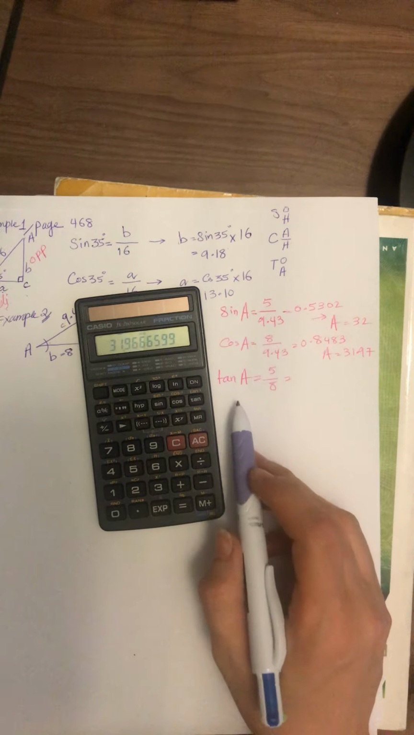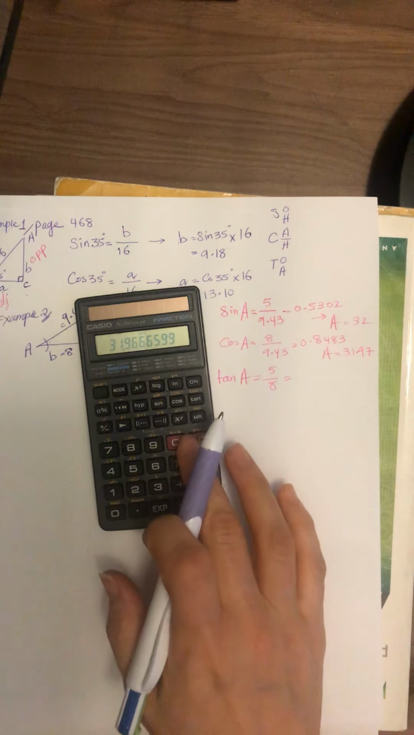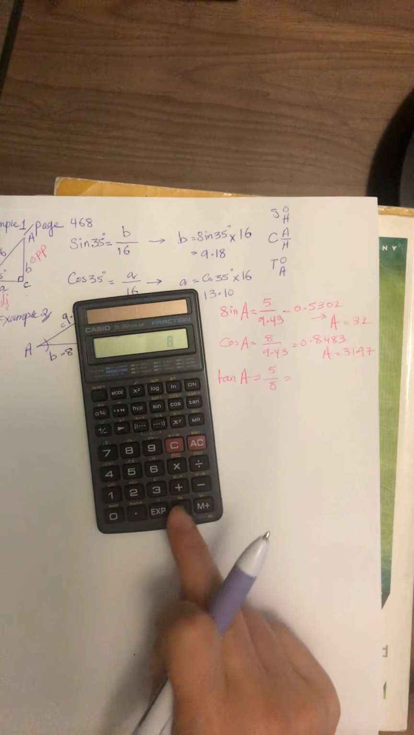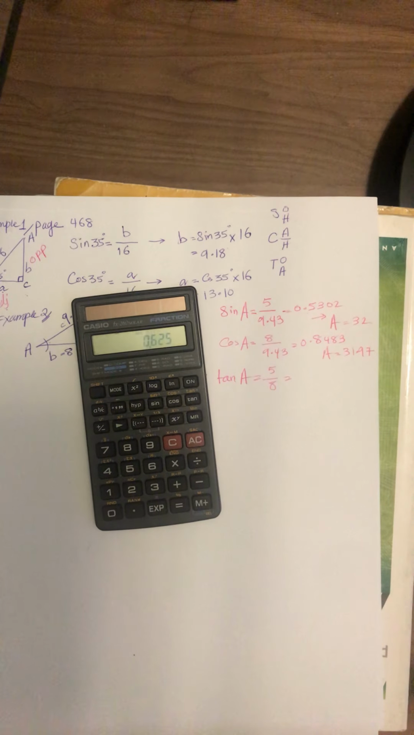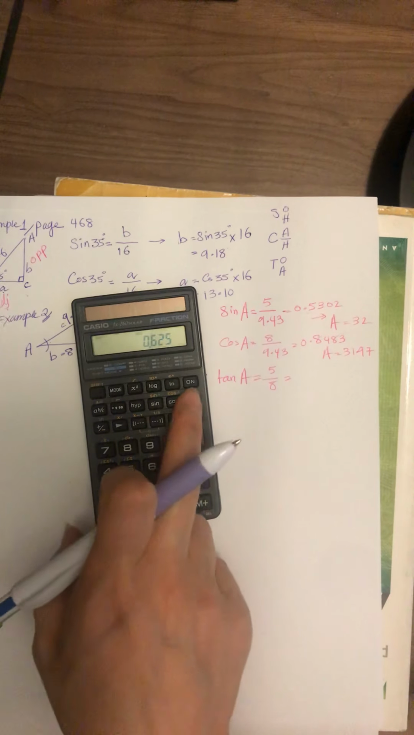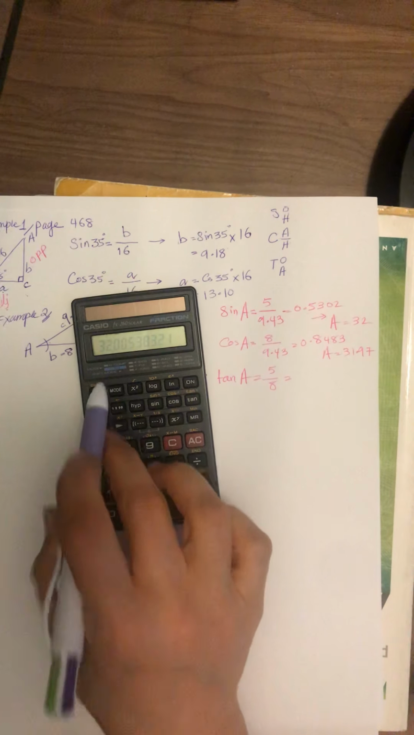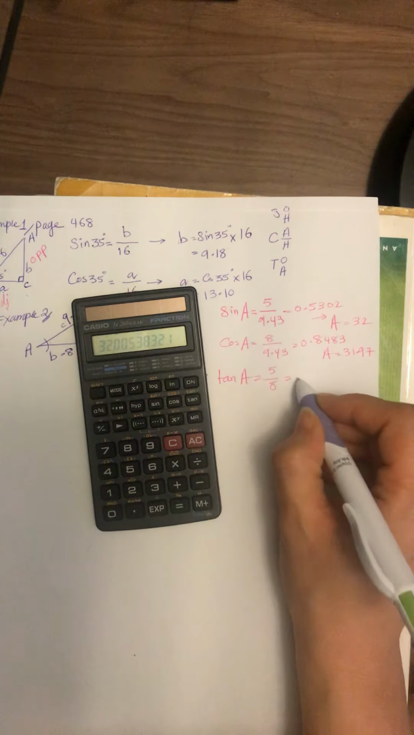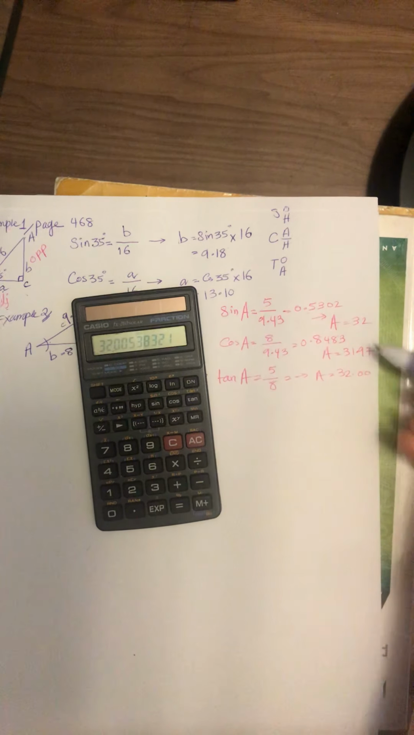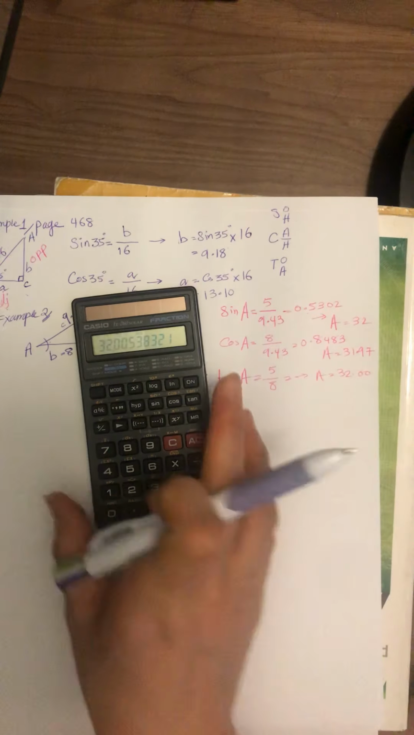Now let's use the tan. What is tan A? 5 divided by 8. So that's 0.625. I'm going to go shift, this time tan inverse, 32.00. Wow. So A is 32.00. So if you look at that, we understand that A is actually 32.